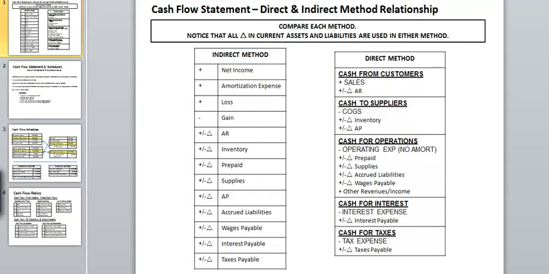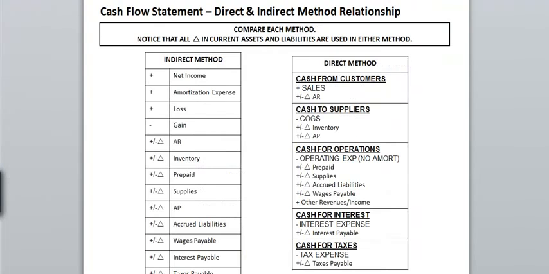Okay, ladies and gentlemen, let's talk a little bit about the cash flow statement. The cash flow statement is a report that shows how cash goes in and comes out of a company. There's two methods of showing and creating this cash flow statement. One is called the indirect method, and the other one is called the direct method.